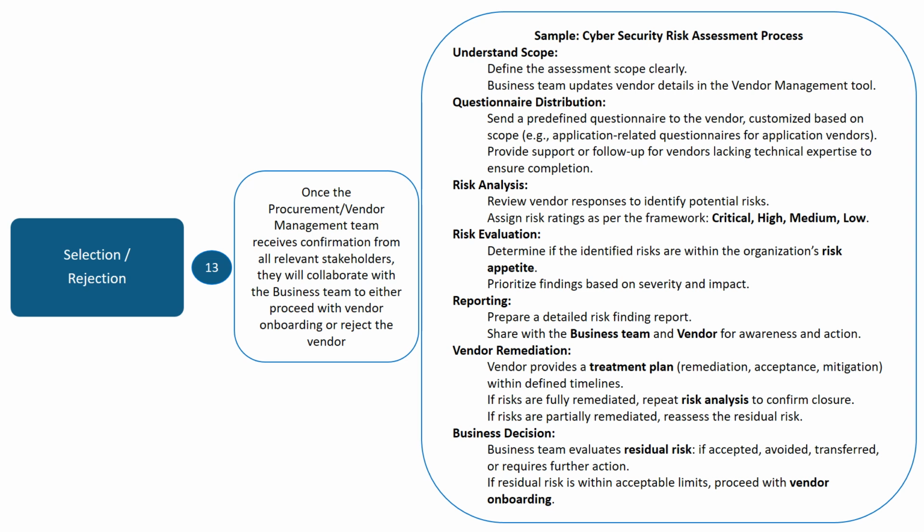Finally, a business decision is made. The business team looks at the residual risk and decides, can it be accepted? Should it be avoided, transferred, or does it need further action? If the residual risk falls within acceptable limits, the vendor gets the green light for onboarding. In a similar way, the procurement team will also seek confirmation from other stakeholders such as finance, legal, compliance, operations, and information security to ensure that all aspects of vendor risk are assessed and addressed before moving forward.